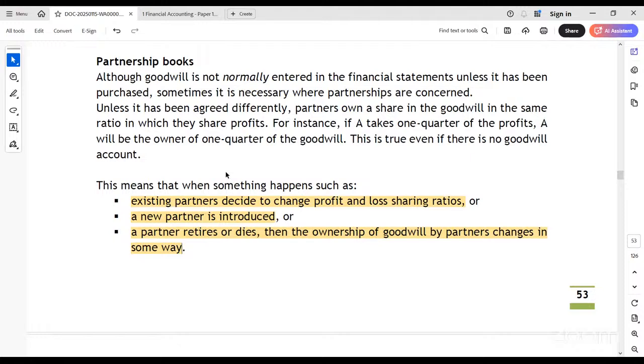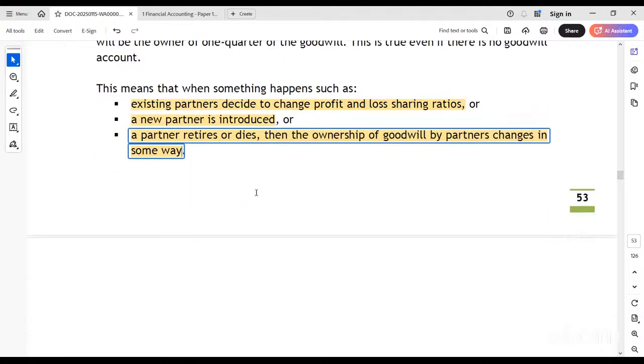When existing partners decide to change the profit and loss sharing ratios, then we have to introduce goodwill in the partnership books. Then when a partner retires or dies, we also have to introduce goodwill in the partnership books. These are the circumstances under which we introduce goodwill in the books of the partnership: when a new partner is being admitted, when a partner retires or dies, or when there is a change in profit or loss sharing ratios.